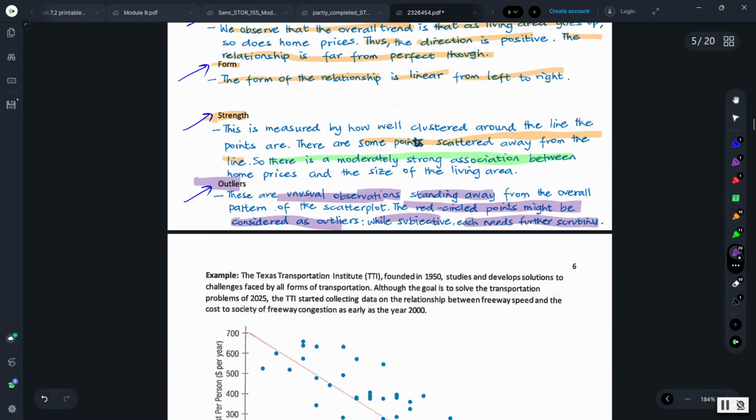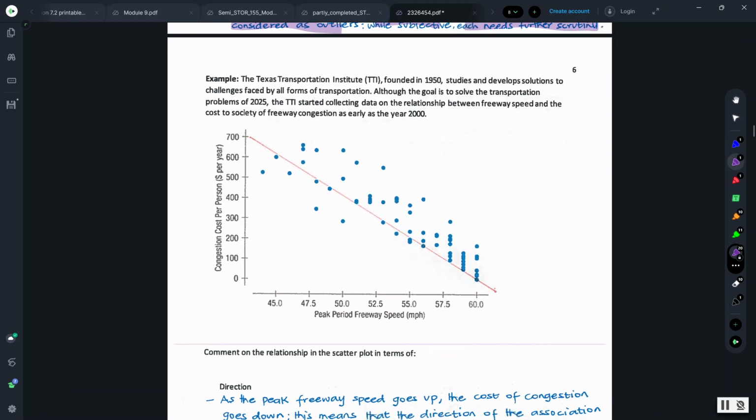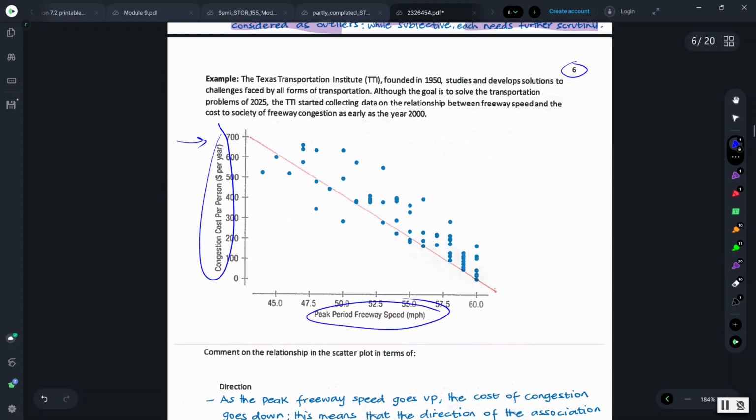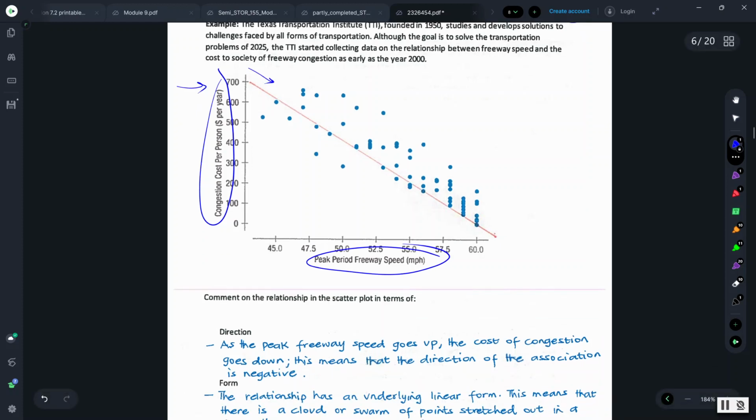Let's look at another example. Again, on page 6 of your notes, we look back at the scatter plot of congestion cost per person, measured in dollars per year, versus the peak period freeway speed. Of course, we see a trend here. As far as direction is concerned, it appears that as the peak period freeway speed goes up, the cost of congestion goes down. That tells us that we have a negative direction of a linear relationship here.